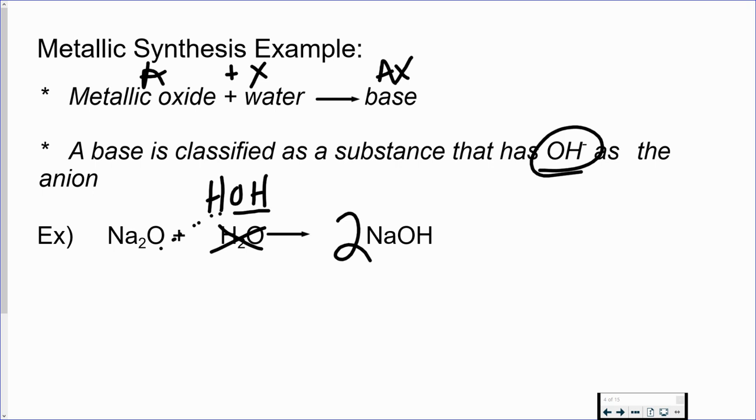Again, the metallic synthesis always makes a hydroxide. The non-metallic synthesis always makes an acid. If you have any questions, please let me know. This is the time to ask them and ask your teacher to run through examples.